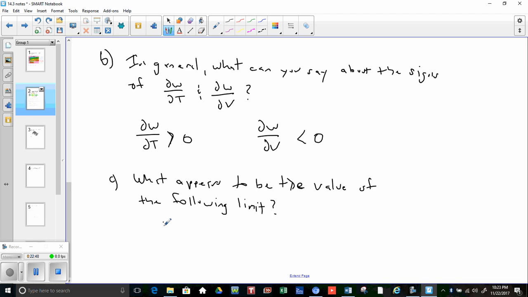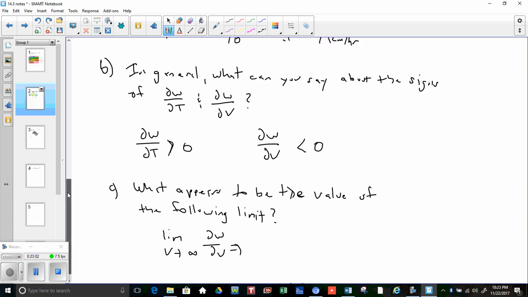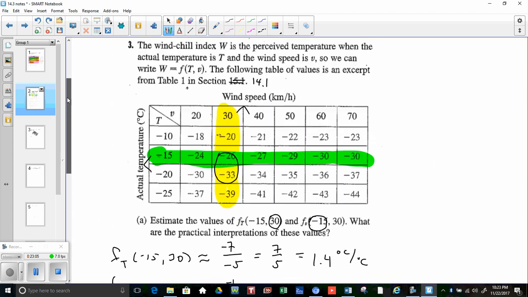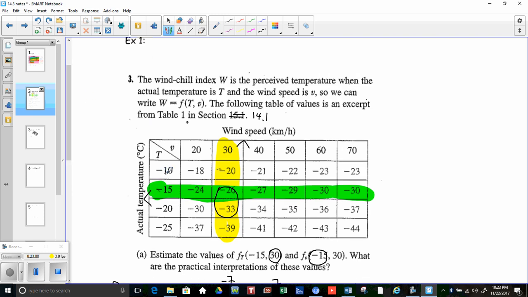And what we're looking at is the limit as v approaches infinity of the partial of w over the partial of v. What does that appear to approach? So what this is saying is as the wind speed gets incredibly big, what do we think is going to happen to the wind chill? Well, if you look at it, as the wind speed gets higher and higher, obviously the wind chill factor goes down, but it appears to be starting to level off. Negative 18 to negative 20 to 21, 22, 23, 23. Maybe if you put a column of 100 out here, it's still around negative 23. I don't know that for a fact, but it appears to be leveling off.